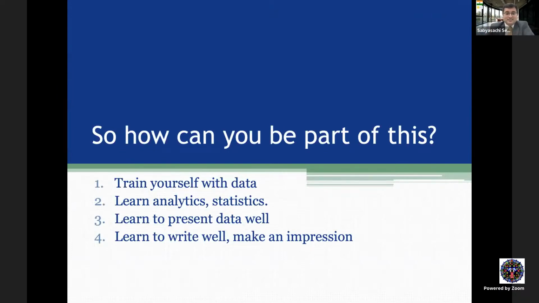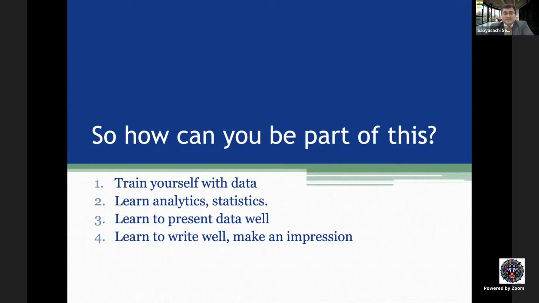How you can be part of this is by thinking about one important thing, that is data. That is DATA, right? So you need to train yourself with data. You need to learn the basics of analytics and statistics. You need to learn how to present this data well. And then, of course, you need to learn how to write whatever your findings are, and make an impression, because now we know that attention spans have dropped to like 3 to 5 seconds, even sometimes less when you look at Facebook. But if you present something in a very appealing manner, people will take a look at it, right?